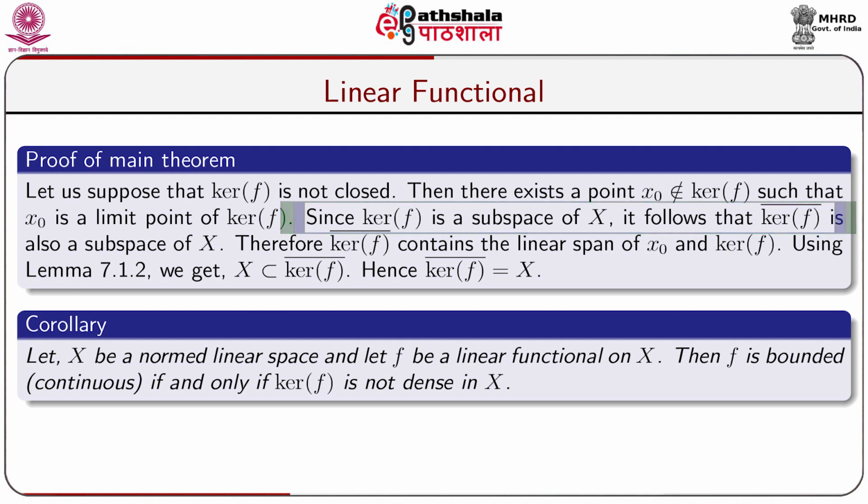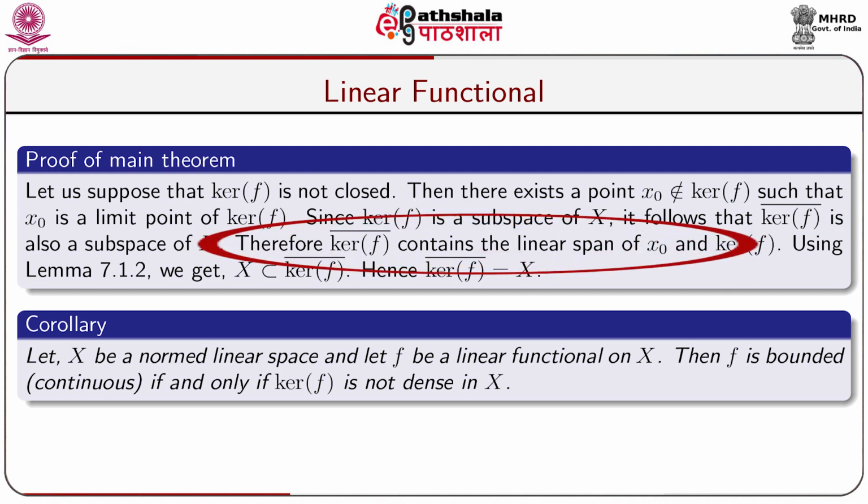We know that if M is a subspace of X, then its closure, that is M bar, is again a subspace of capital X. Therefore, closure of ker f contains the linear span of x0 and ker f. Using the above lemma, we get X is a subset of closure of ker f, and hence closure of ker f is equal to X. That means ker f is dense in capital X. So, from this theorem we have a corollary. Let X be a normed linear space and let f be a linear functional on X, then f is bounded or continuous if and only if ker f is not dense in capital X.